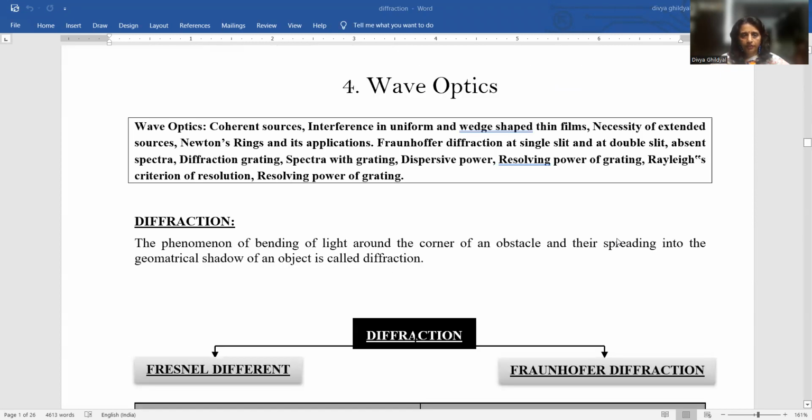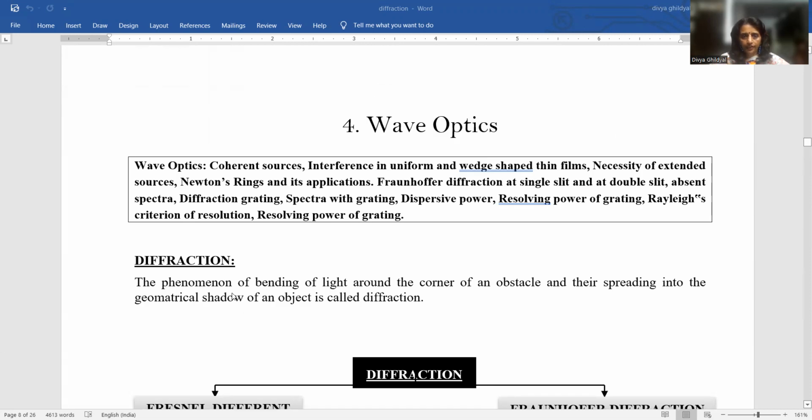Today, I will be briefing you in wave optics about diffraction. Now, diffraction of light is shown by the wave nature of light. So let us first have a look at your syllabus for diffraction. What is the syllabus? Syllabus in diffraction speaks about Fraunhofer diffraction at single slit and double slit. Only two cases of diffraction, single slit and double slit.